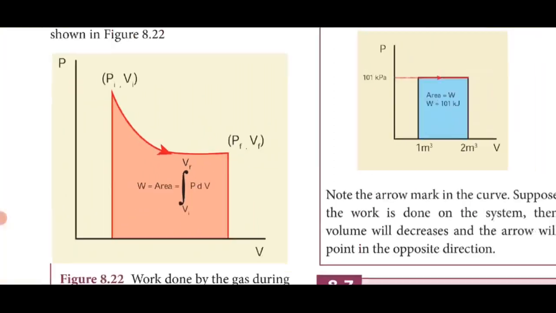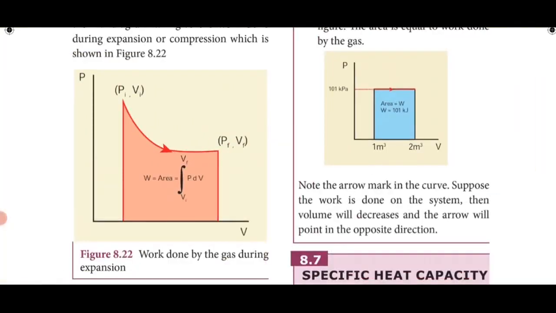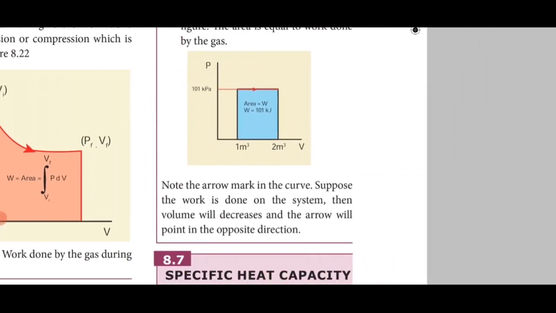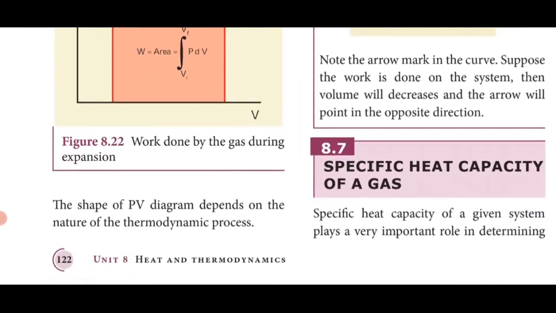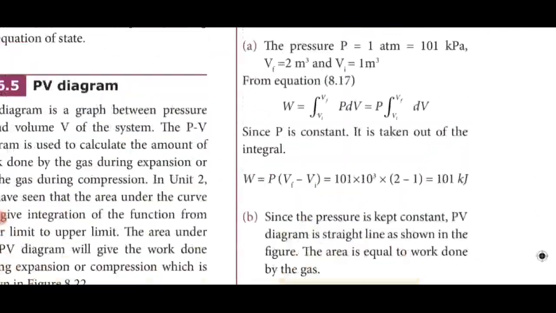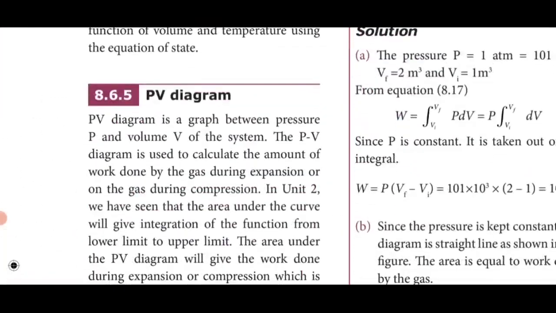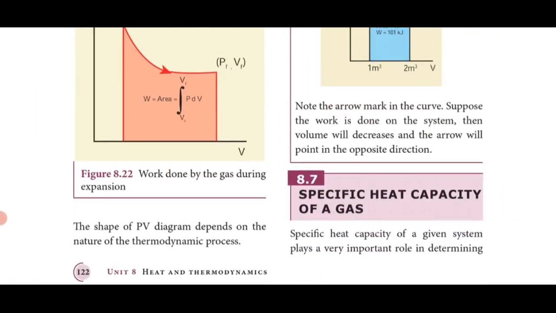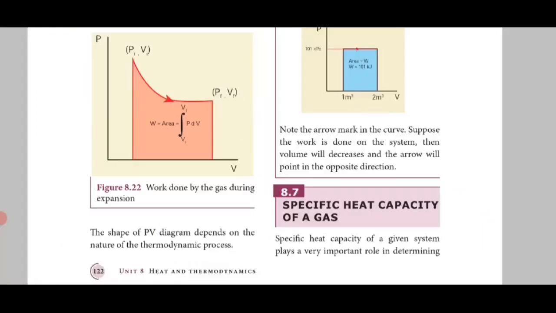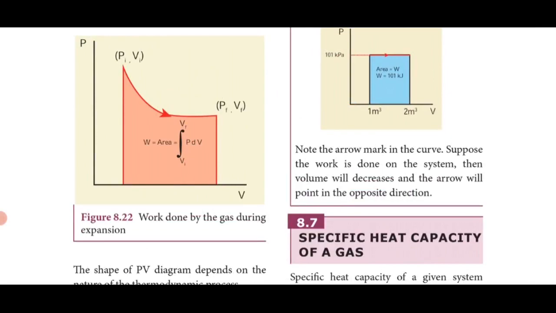See the graph. We plot it using the initial and final values of the pressure and volume. The shape of the PV diagram depends on the nature of the thermodynamic process. Understood? So this will give the work done by the gas. Pressure and volume will give the work done by the gas. Understood this one?